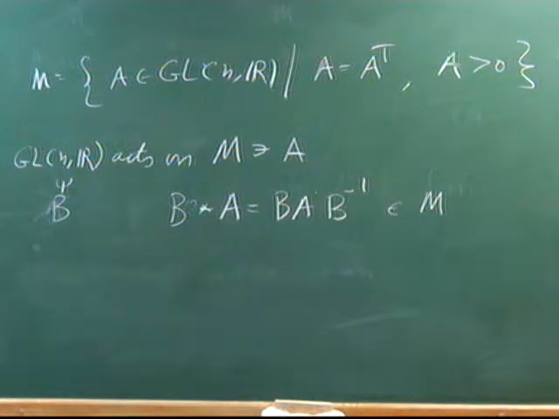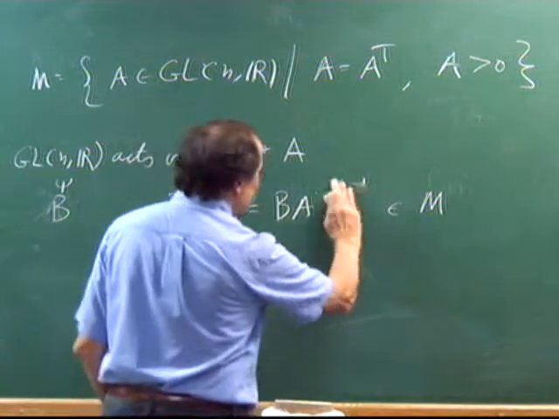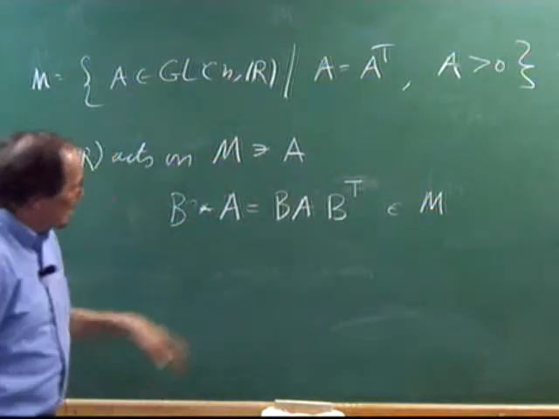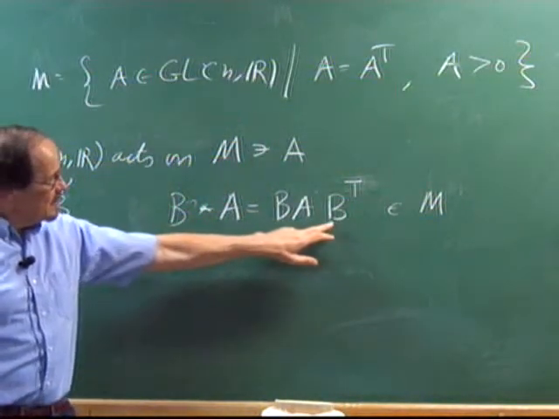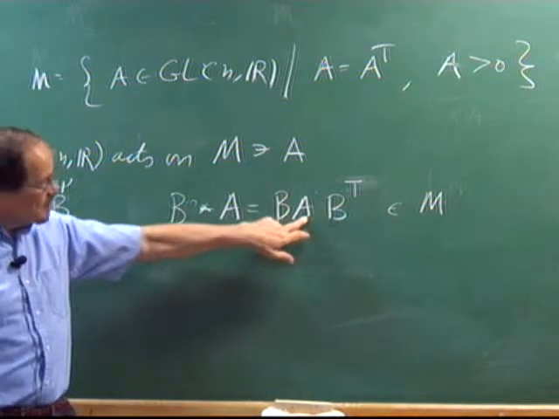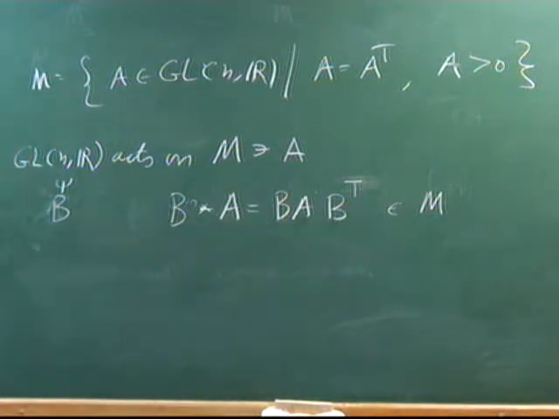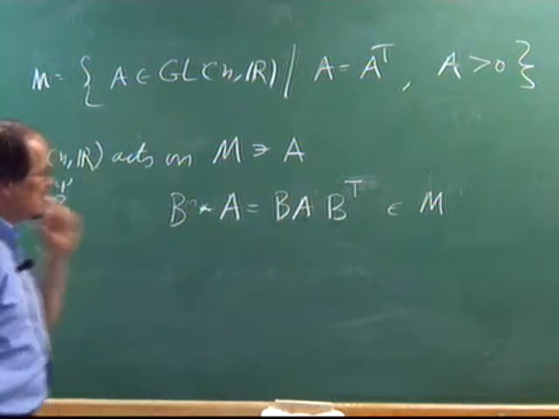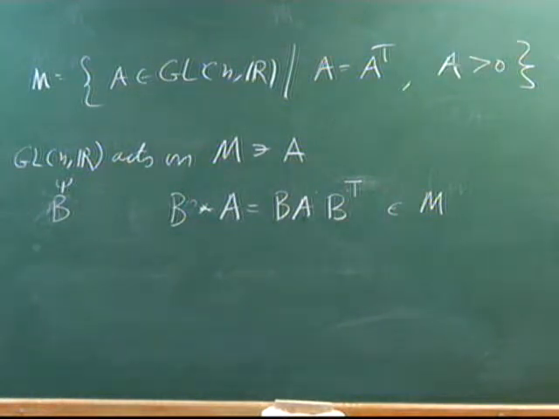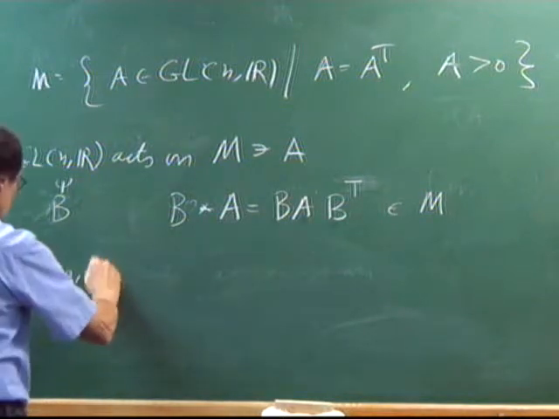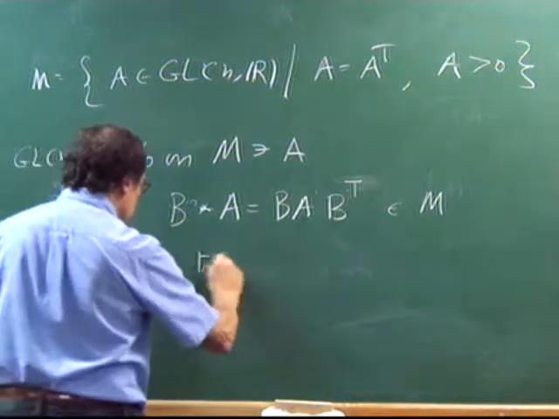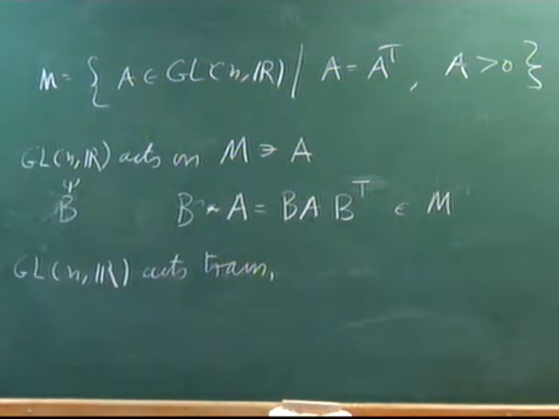Sorry, that's not true. I need a transpose here. Now if I take the transpose, I get B A transpose B transpose, which is A transpose again, so it's symmetric again. So it's like a basis change. And if A is positive definite, then this is also positive definite. So that's an action on M. I claim it acts transitively. I claim that's obvious. How do I do that?